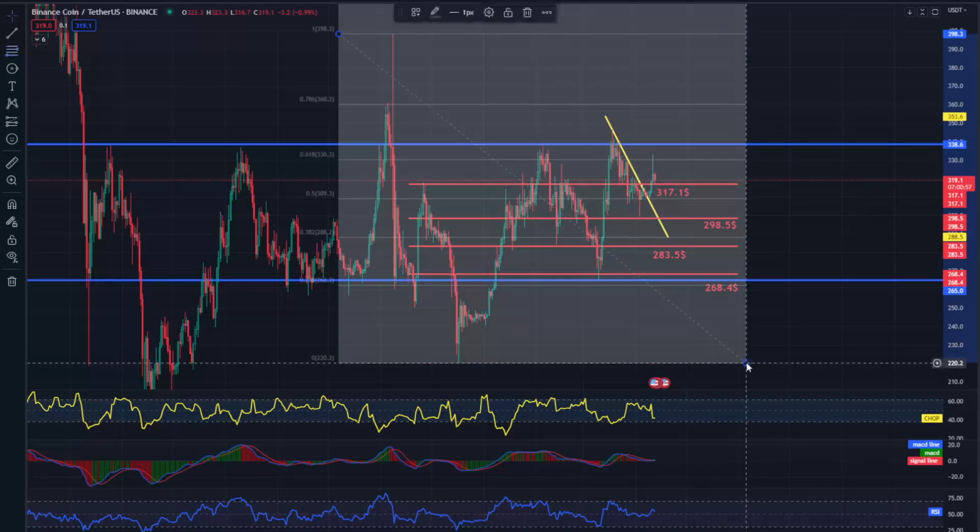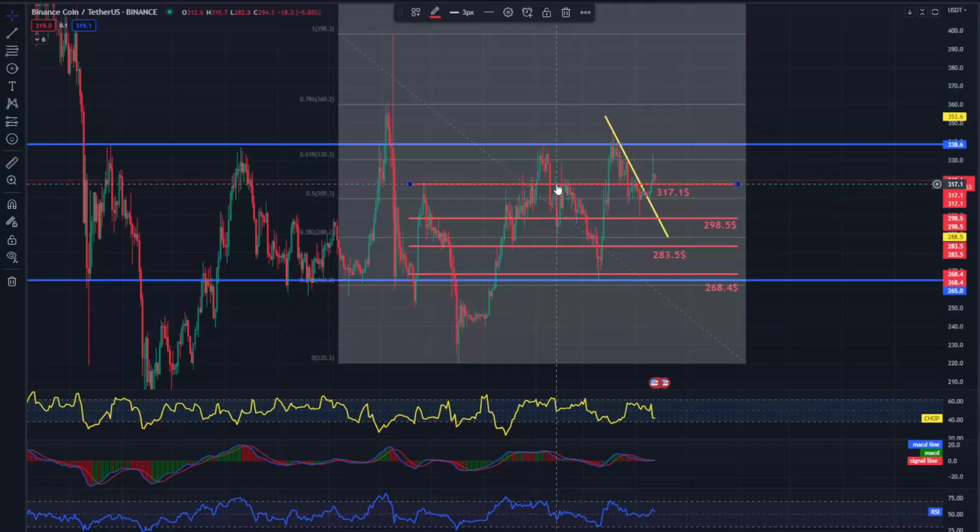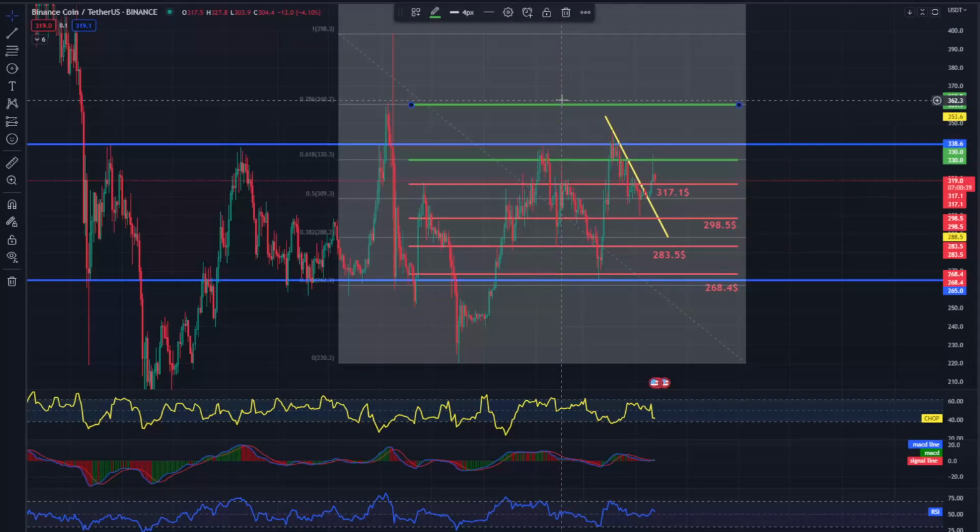Looking the other way, we can also mark the places where the price should encounter resistance on the way to increases. And here we have the first very strong resistance at $330, which is the so-called golden point of 0.618 fib. The next resistance is at $359.90. And then the third resistance at $398.30.